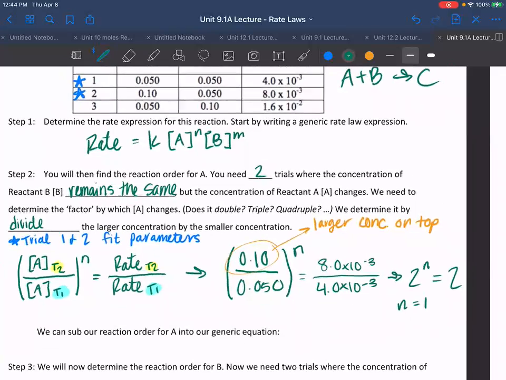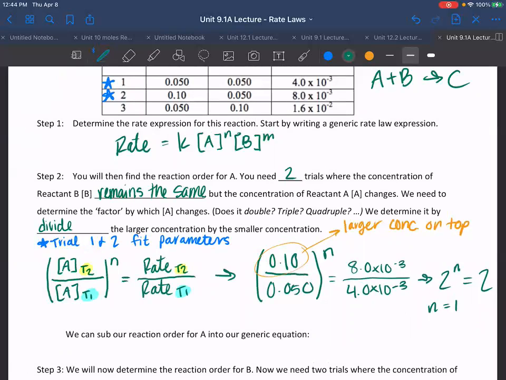So where we sub this in at this point of our generic rate equation, I'm just going to write this again with n subbed in: rate is equal to our constant times the concentration of A to the first power. And we still don't know B, so I'm going to leave B's as M. So our newest addition is this one here. All right, any questions on this procedure? Like I said, it's weird, but it's not necessarily a difficult problem.